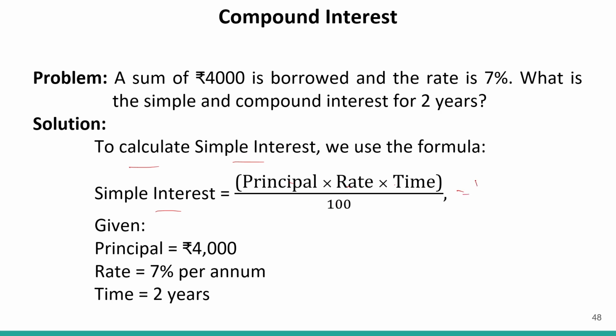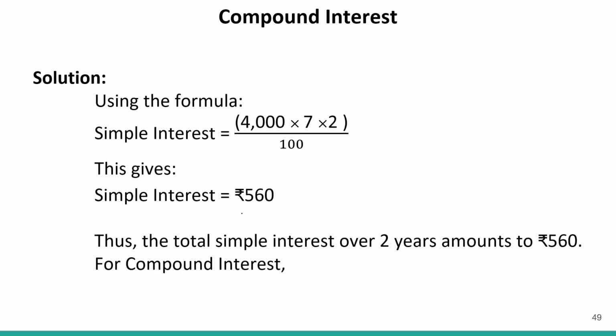So it will be equal to what? T by 100. But observe here, R is actually in percentage. Okay, if it is written in decimal, there won't be a 100 in the denominator. So given that principal is this, rate is equal to this, that is equal to 0.07, right? And T is equal to 2 years. So 4,000 into 7 into 2 by 100 is equal to what? Simple interest. So this will give the simple interest as 560 rupees. So the total simple interest over 2 years amounts to 560 rupees.